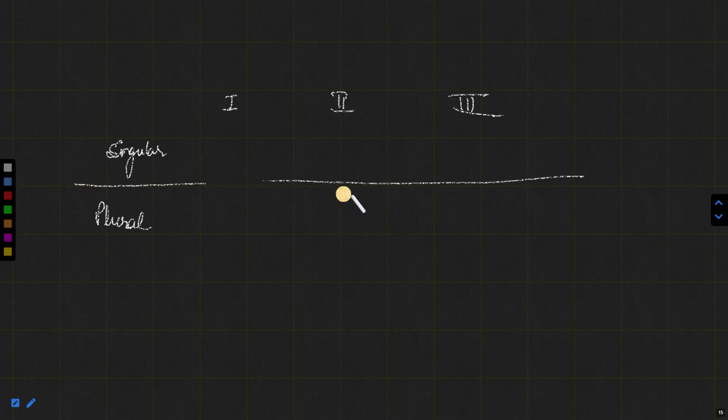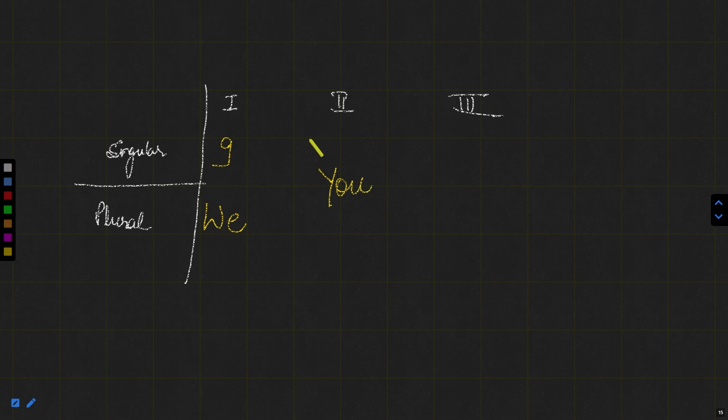Now, suppose we talk about the first person pronouns. So I is the first person pronoun in singular case, whereas we is the first person pronoun in plural case. You can be used in both singular and plural. And after that we have he, she, or it, and the plural of it can be they.